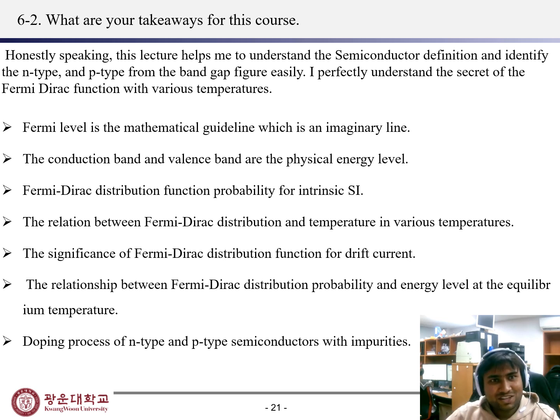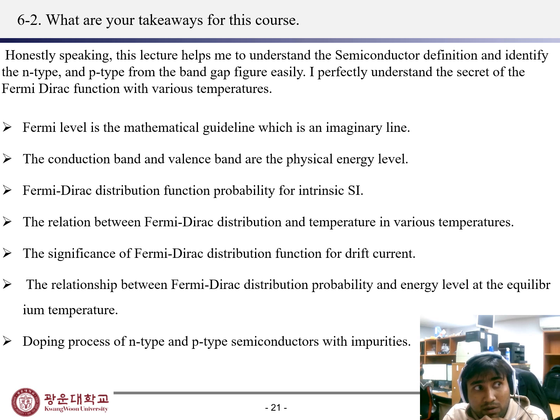What's the takeaway from this course? Honestly speaking, this lecture helped me understand the semiconductor definition and identify N-type and P-type from the band gap figure easily. I perfectly understand the secret of the Fermi-Dirac distribution at various temperatures. I learned more from this course. The Fermi level is a mathematical guideline, an imaginary line. The conduction band and valence band are not imaginary guidelines. They are physical energy levels.